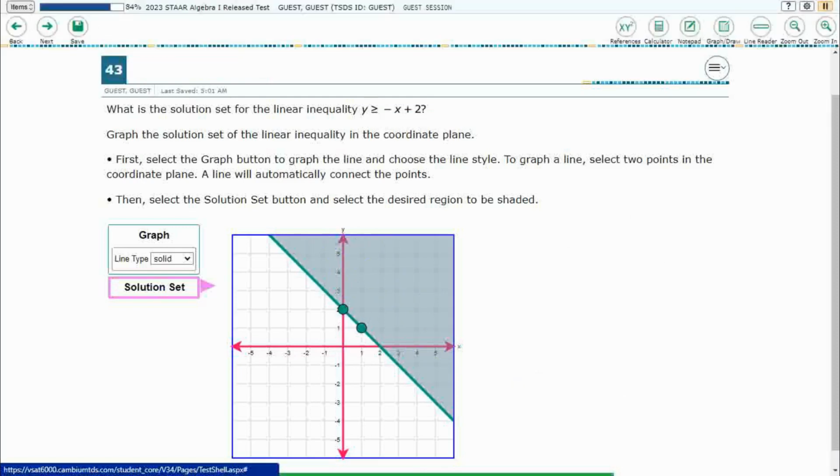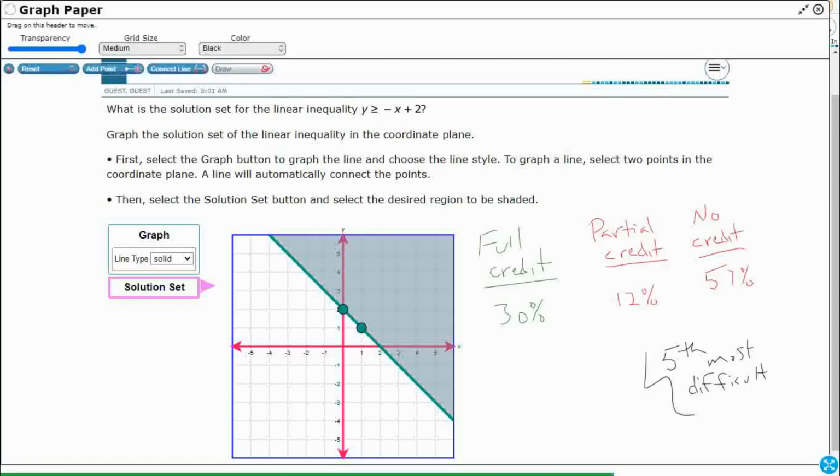Let's see how we did across the state of Texas. This was tied for the 5th most difficult. We see only 30% got full credit here. This is a 2-point problem, and only 12% got partial credit, getting 1 point, which means more than half of our students got 0 points here.